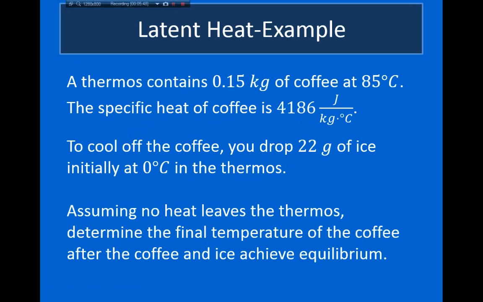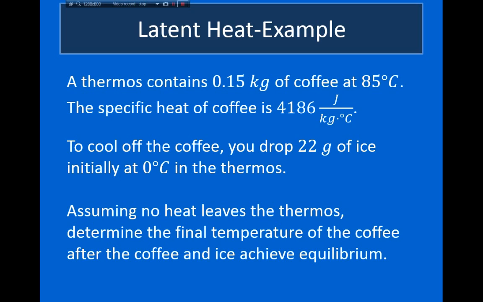So let's go ahead and look at one more example of latent heat. This example says, a thermos contains 0.15 kilograms of coffee at a temperature of 85 degrees Celsius. The specific heat of the coffee is 4,186 joules per kilogram degrees Celsius. To cool off the coffee, you drop 22 grams of ice that is initially at 0 degrees Celsius into the thermos. Assuming no heat leaves the thermos, determine the final temperature of the coffee after the coffee and the ice achieve equilibrium. So let me go ahead and open up a blank screen for this.